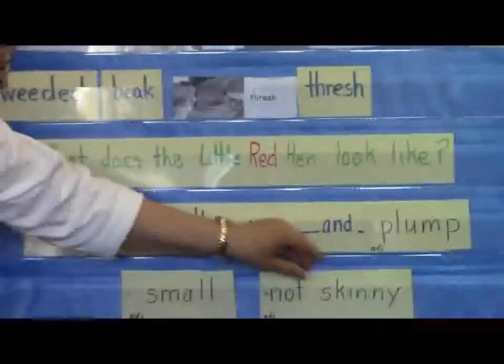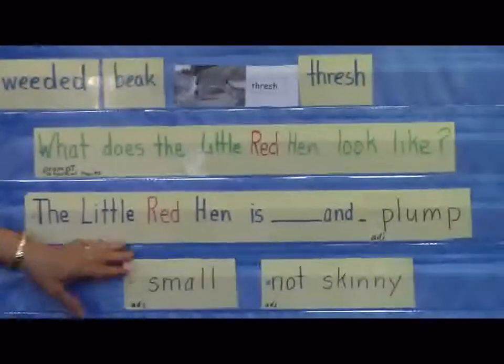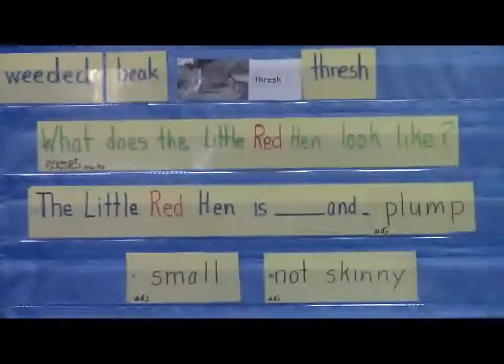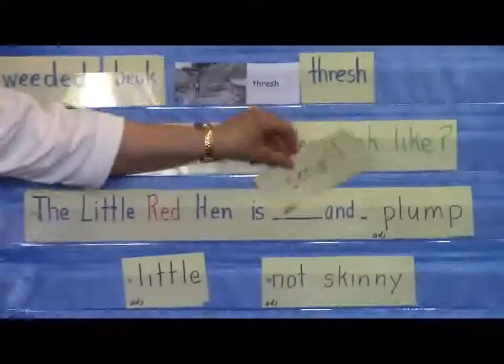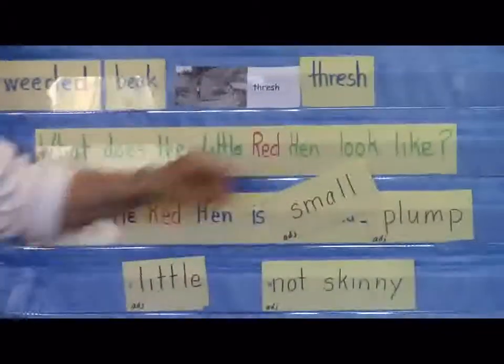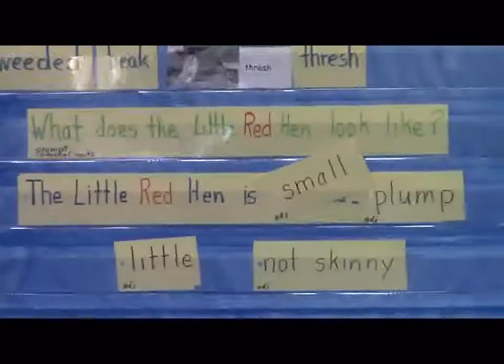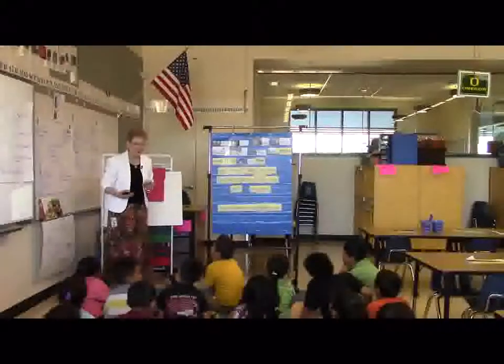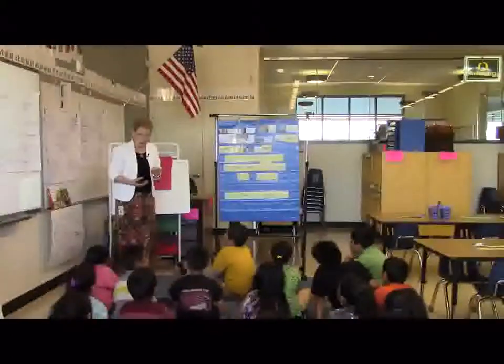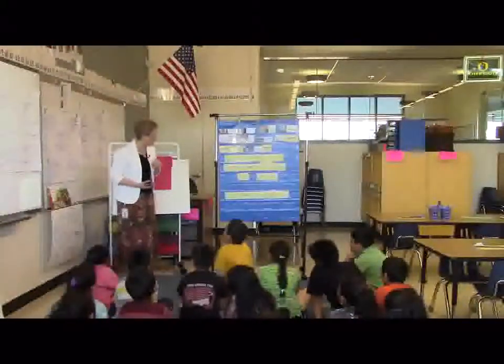Not skinny. Not skinny kind of means the same thing, so we probably want a different one. Small. Does that work? Yeah. I kind of covered up the "and." All right, let's try that. The little red hen is small and plump. See, we elaborated. We gave a little bit more detail. So you can give two adjectives if you want to.